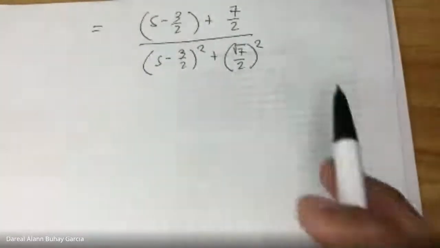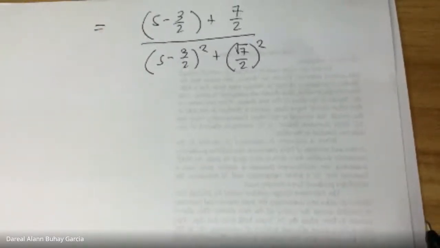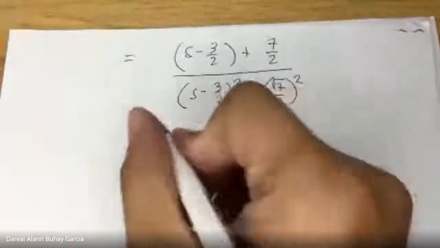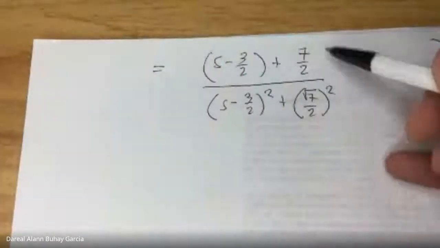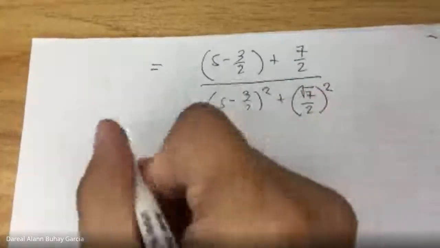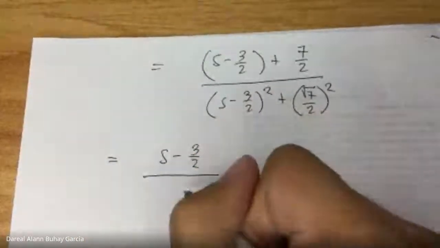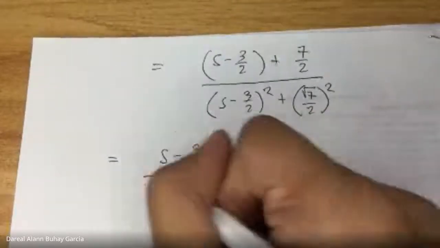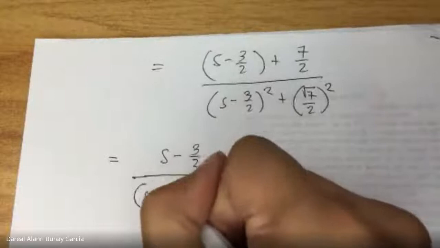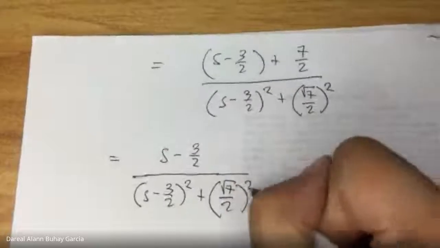Next, kung atong bulagon, I think okay na. No? Pero actually, napay-isa nga kulang, no? Mas ma-make apparent ni kung atong bulagon una. S minus 3 halves over S minus 3 halves squared plus square root of 7 over 2 squared.